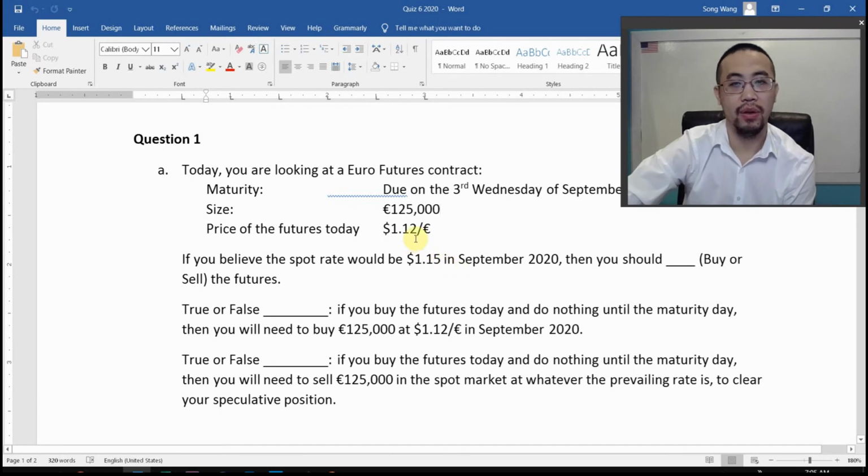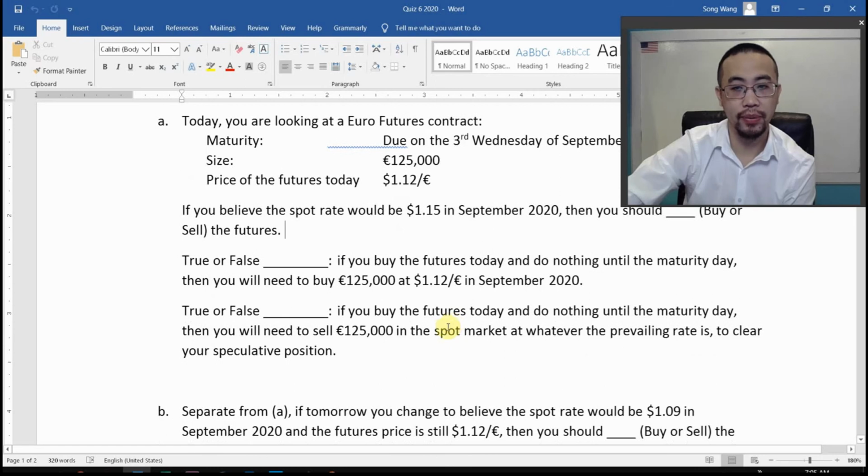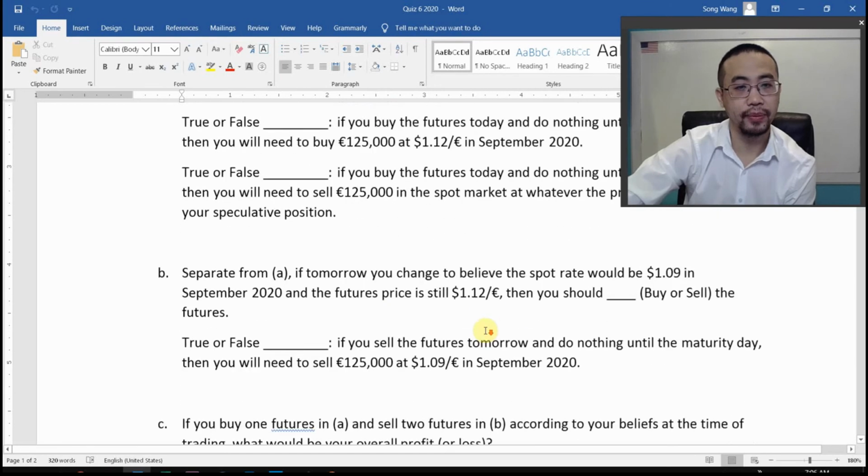So if your belief becomes true and the spot rate does become 1.15 at the time of maturity, you are making a profit. So right here, you should buy the futures, and this is true, and that's going to obligate you to buy at 1.12. And right here, you will need to sell at the spot rate, at the prevailing rate, and that's true also. Okay, as I said, you need to clear your position.